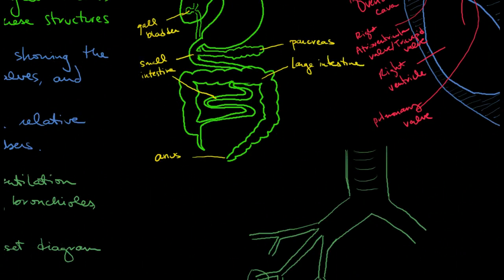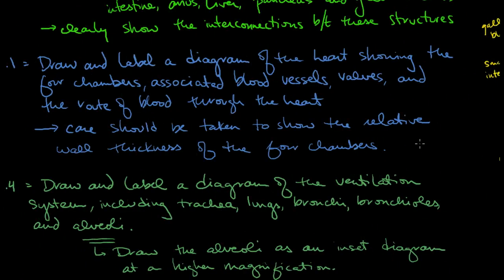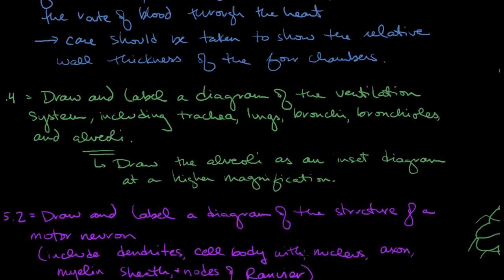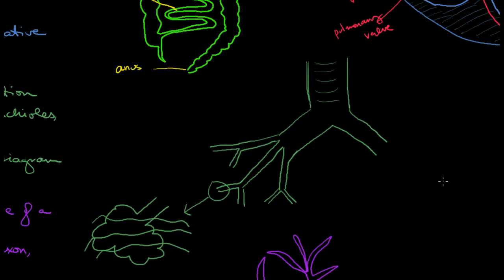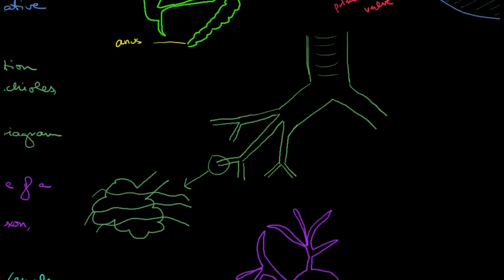All right, so the next thing is the ventilation system. So here's the ventilation system. We need to be able to label a few parts here, and let's start here at the top. So this is the trachea, and I showed some lines here, which is like the cartilage rings that we saw when we were looking at the sheep pluck. But here's the trachea.